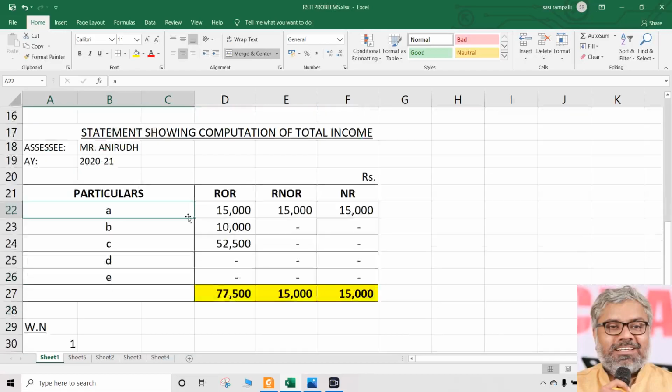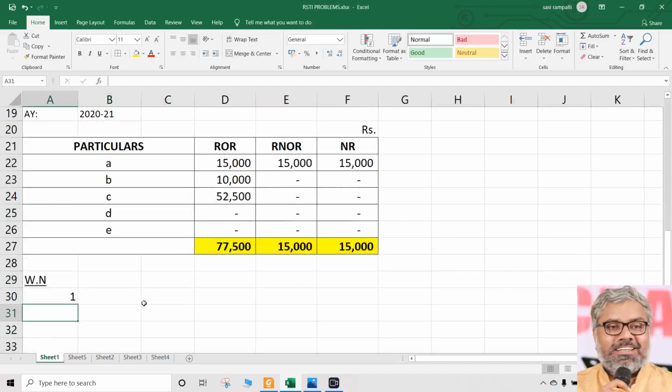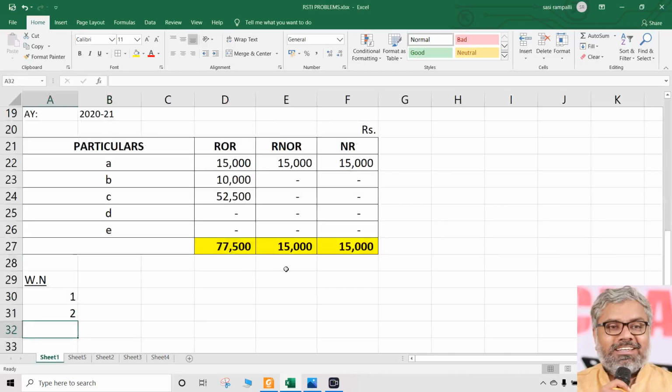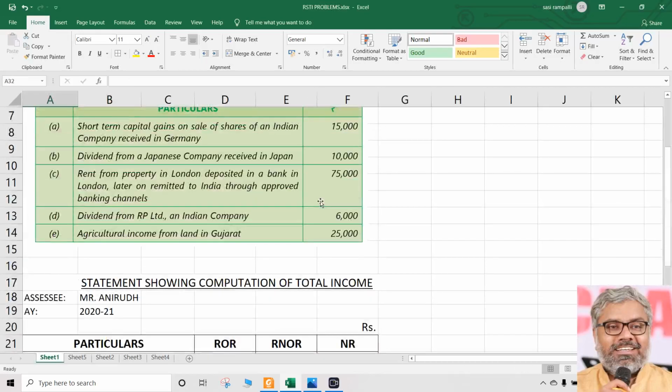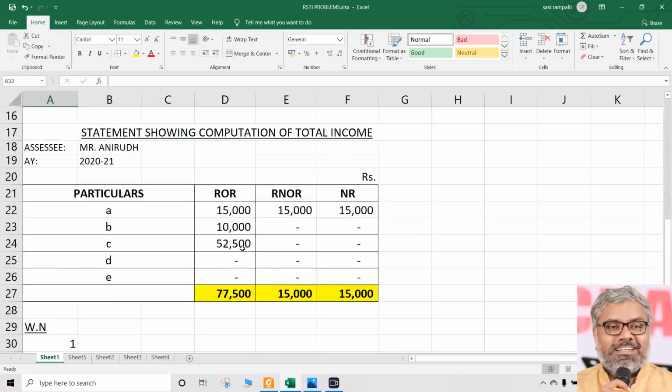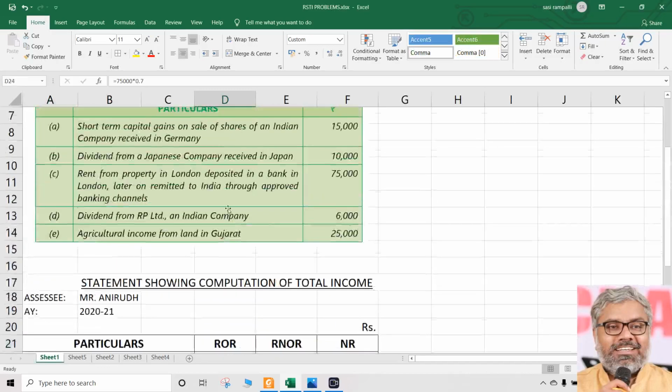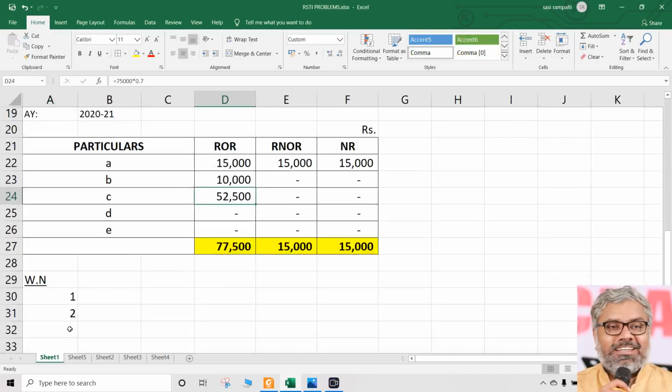Otherwise, don't worry about it. But point number C, definitely there should be a working note. Definitely yes, because there is a section that you are applying, that is 24A, wherein 30% of the rent can be considered as a deduction. So 30% of 75,000 once it is reduced, remaining is 52,500. How did you get this? That calculation should be shown in working note number 2.